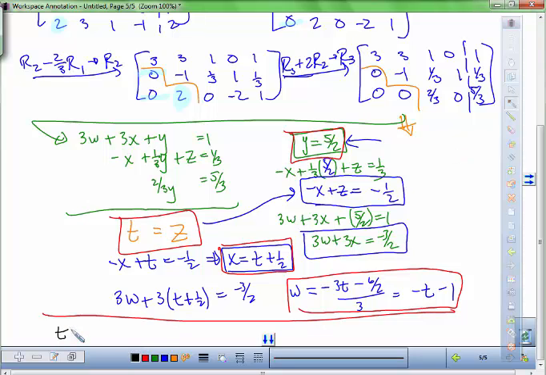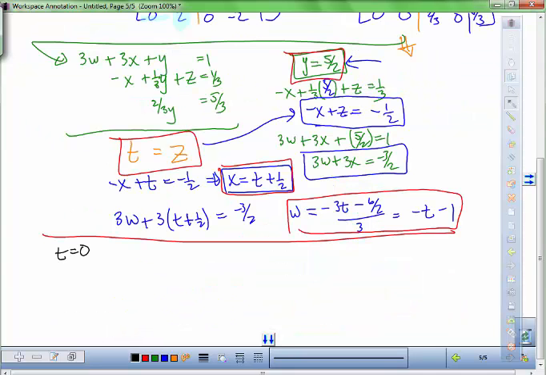If I let T equal to 0, this page is getting long. If I let T is equal to 0, my first variable is W, is going to equal -1. My second variable is X. That's going to be 1/2. My third variable is Y. Well, that's always going to be 5/2. And my fourth variable is Z. Well, Z was equal to T, so T is equal to 0. So this is a solution that will work for my system.